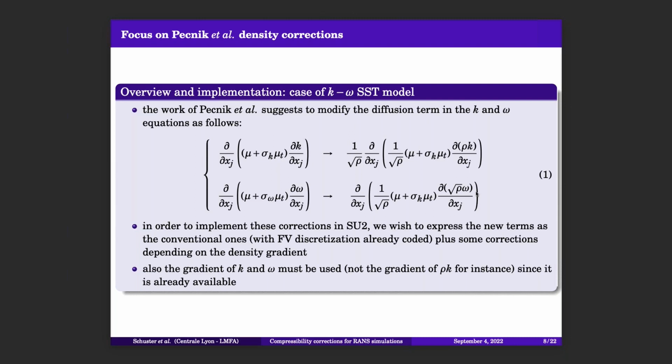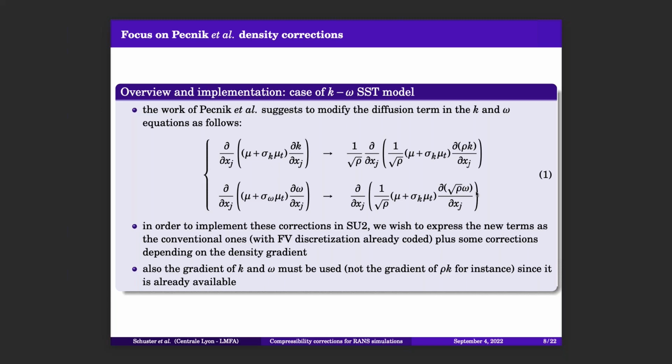Thanks. So these density corrections, what do they look like? The idea is, if you look at Formula 1, on the left-hand side you've got the typical expression of the diffusion term in the k and in the omega equation, which we all well know. And the idea is that to properly account for density variation, and again to properly recover the law of the wall and the log law for compressible boundary layers, you should actually introduce density terms in the diffusion according to the formula which are given here on the right-hand side.